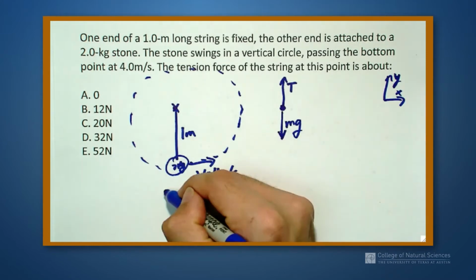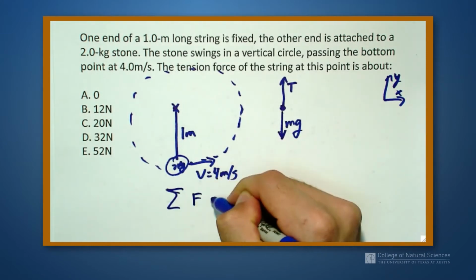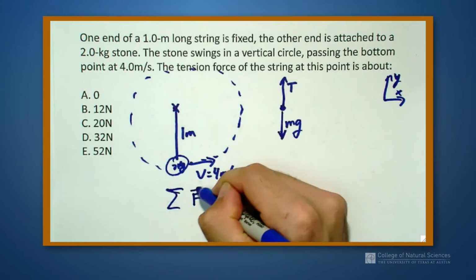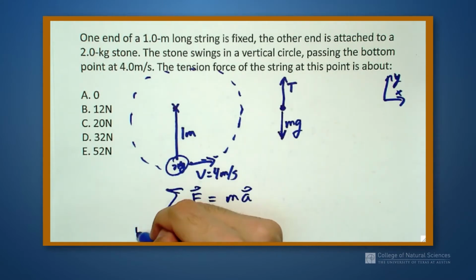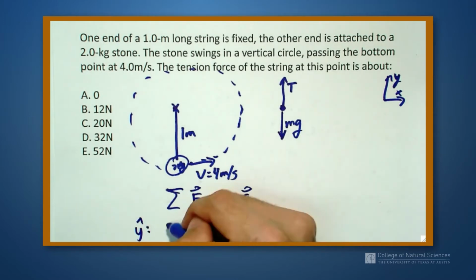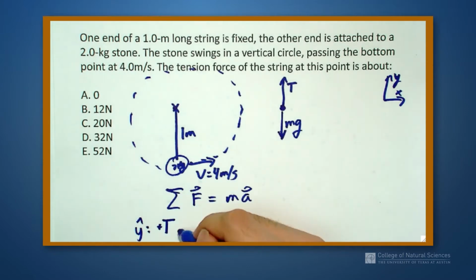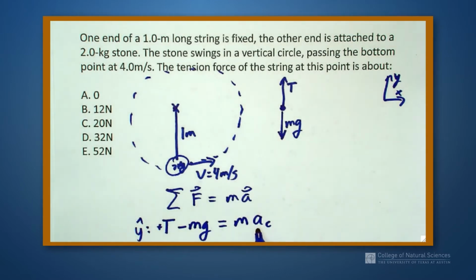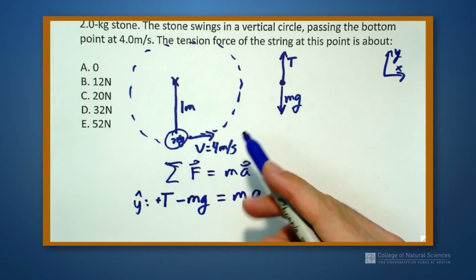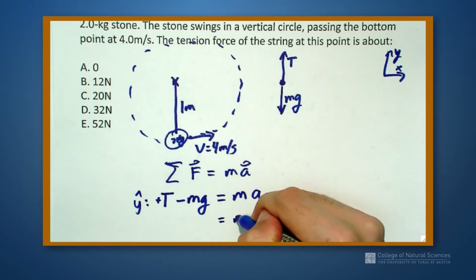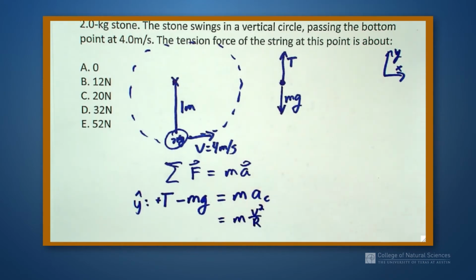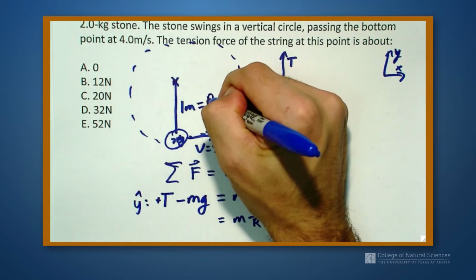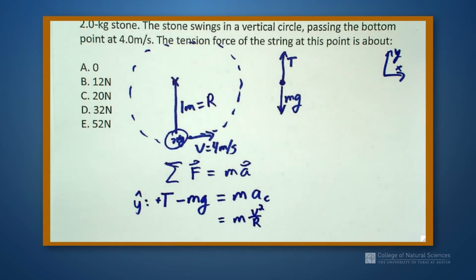So I'm going to write down Newton's second law. F gives me an acceleration. My net force gives me acceleration. And in the y direction, I have my tension force, positive tension force, minus a weight force. And this is going to give me ma. And my a has a very specific form. It's a centripetal acceleration. So if I were to actually write this down, this would be mv squared over r, where my r is equal to 1 meter.